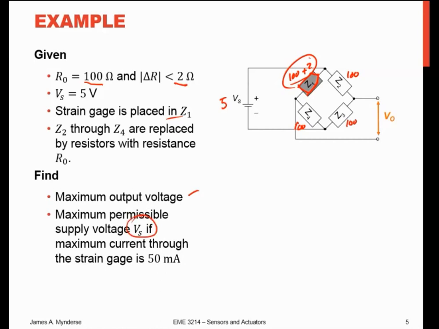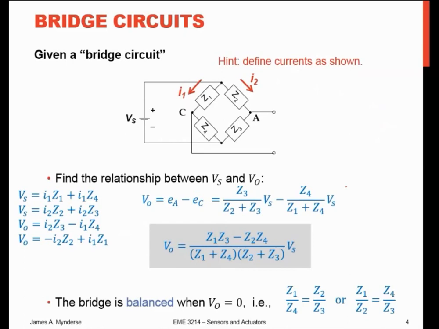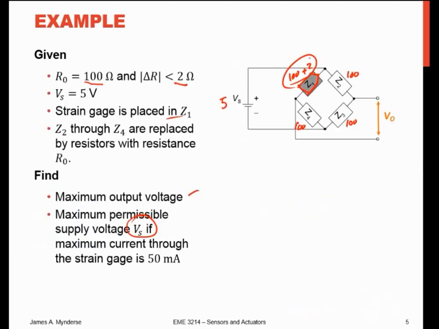If I go back one slide, I can see that my voltage output is a function of the voltage source. So the bigger my source voltage, the bigger my voltage output is for any change in resistance. So we want to say, if these strain gauges are good for 50 milliamps, what's the maximum voltage source I can use without essentially overheating them?